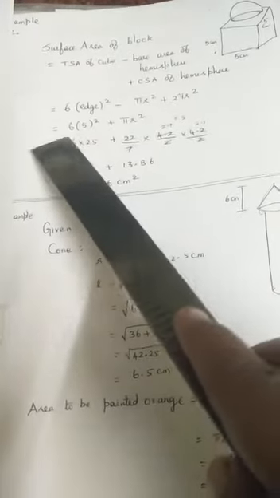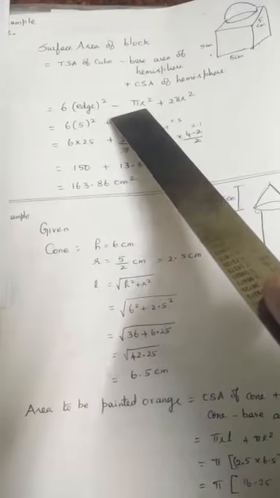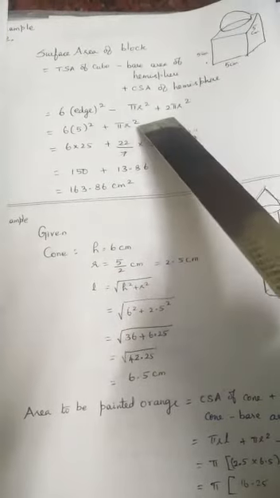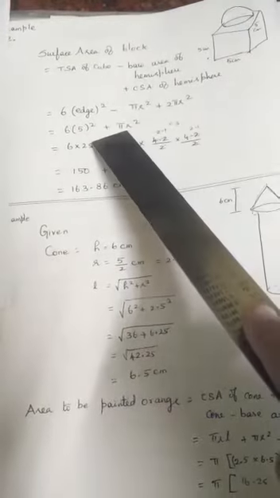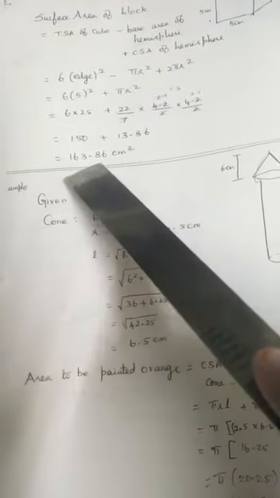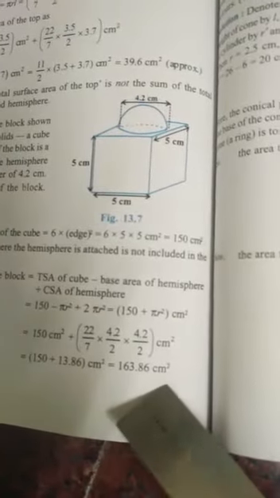So 6 into edge squared, that is the side, so 6 into 5 whole squared, minus pi r squared, the base area, and then plus 2 pi r squared. Subtracting means you will get pi r squared. Then substitute the values and you get 163.86 centimeter square. Same answer you will get here, 163.86 centimeter square.